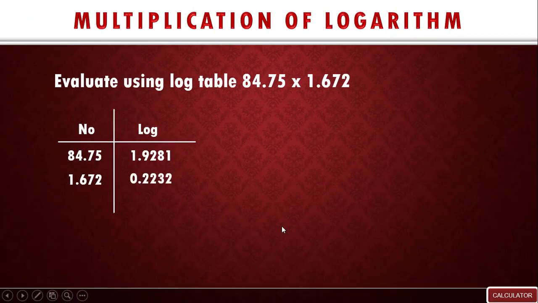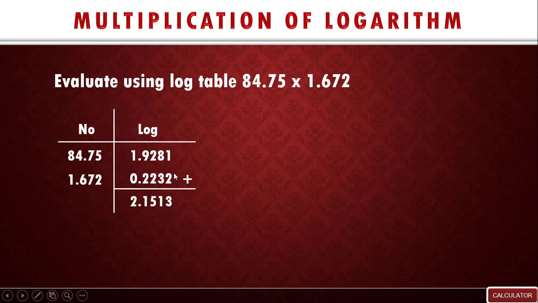So obeying the multiplication law of logarithm, if we have multiplication in between 2 or more numbers, we need to add them together. So let's add them together now. 1 plus 1 is going to give us 3. 8 plus 3 is going to give us 11, and we write down 1.